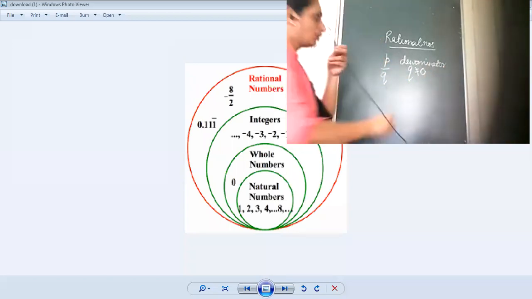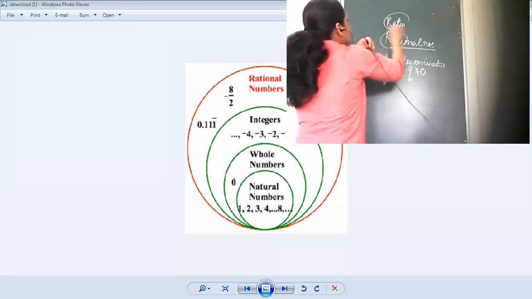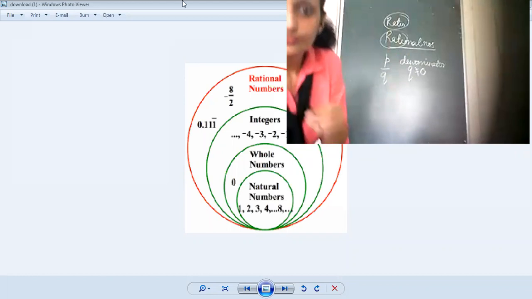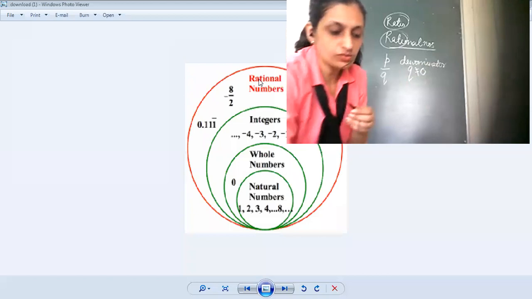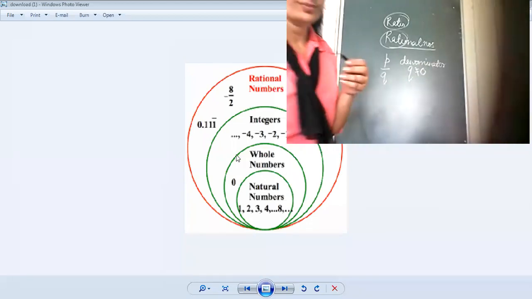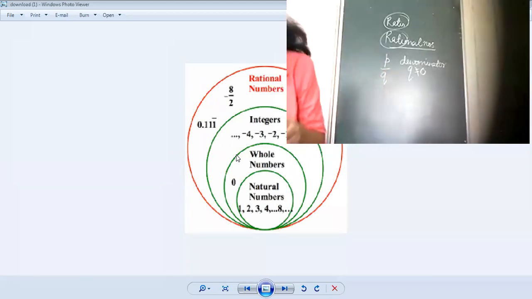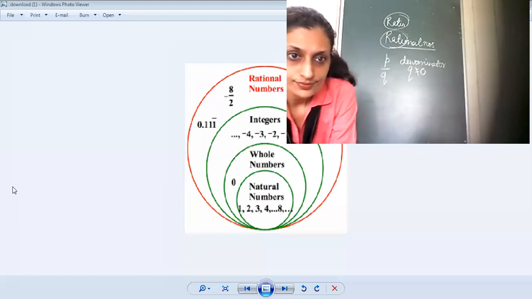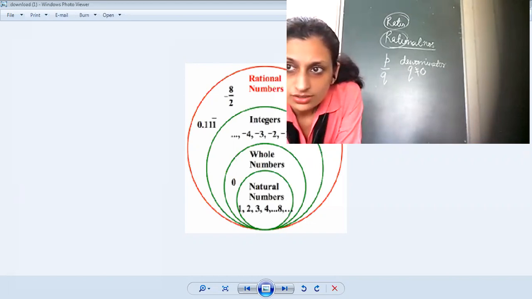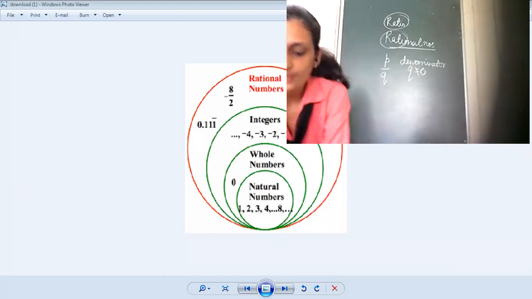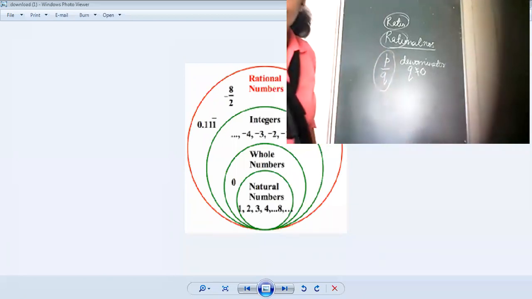Rational number comes from the word ratio. Can anybody tell me what you mean by the word ratio? Write in the chat box. What do you mean by the word ratio? Comparison. Yes, you are comparing. Numerator as well as denominator, you are comparing here. So here also you are comparing the things.